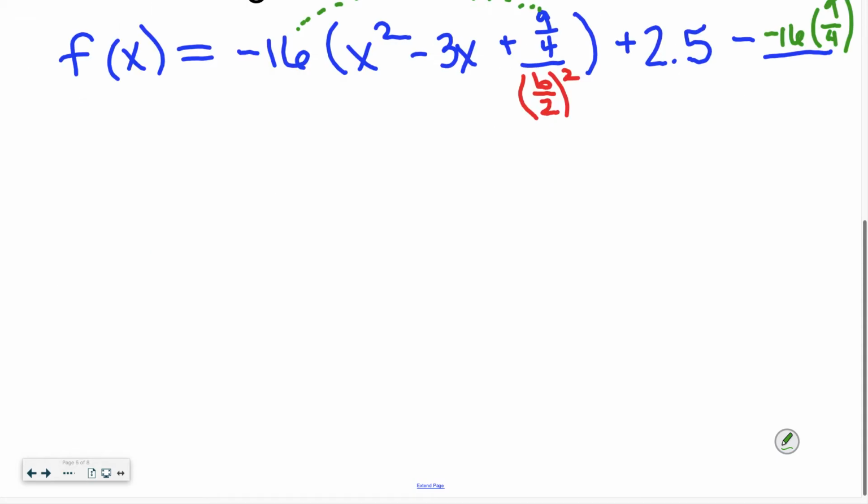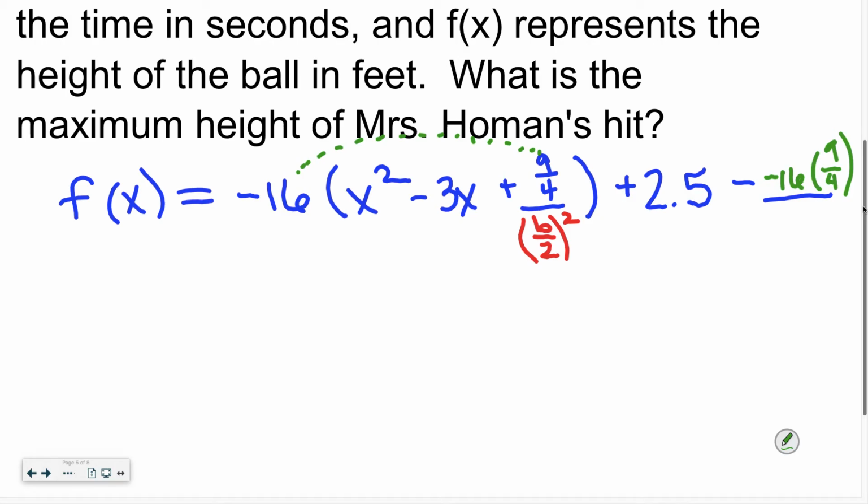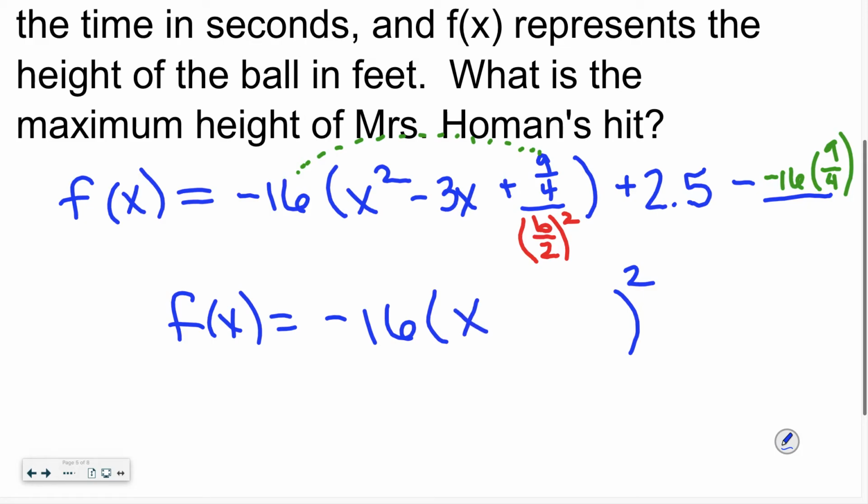So when we come over here, we have negative 16 times something squared. This will always factor out to be x, and then whether it's subtraction or addition is up to this term right here. And then b over 2 is always going to be what that factors to. 3 halves times 3 halves gets you the 9/4. 3 halves plus 3 halves gets you the 3.